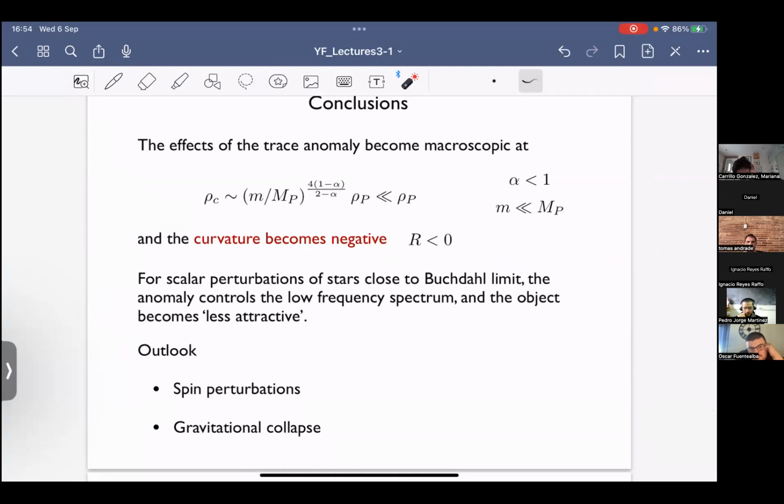As an outlook, I think two interesting questions are regarding the spin perturbations. We looked at the scalar field, but looking at fields of other spin is a really interesting question. And then the more general question of how to relate this to dynamical gravitational collapse would be really interesting.